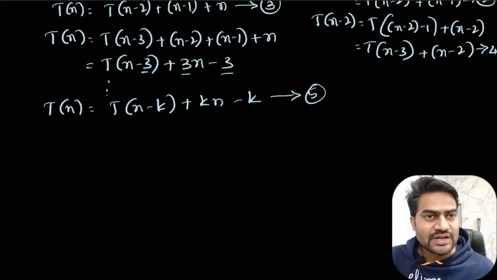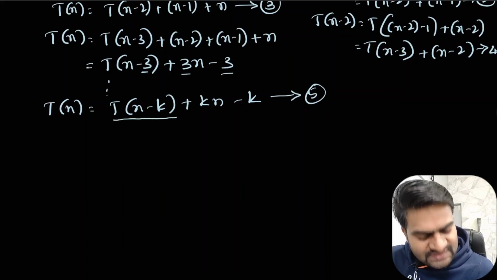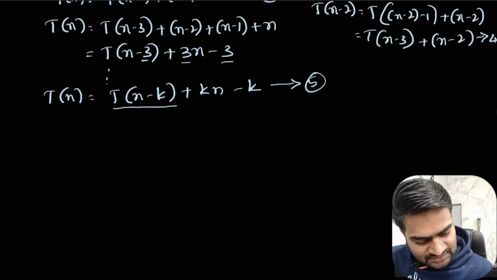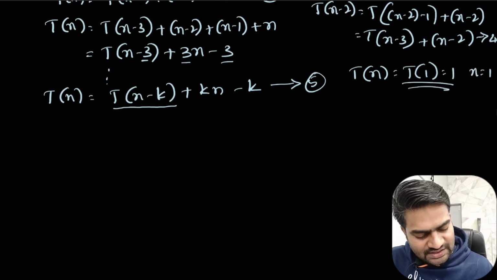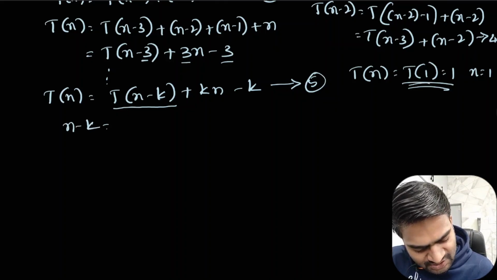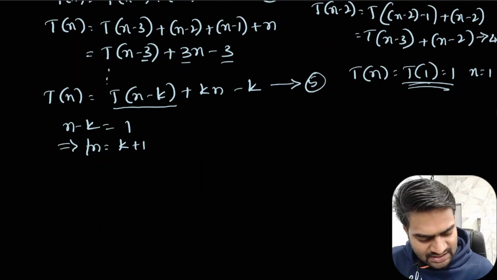Now our main motto is to remove this T of something. So for that, what we know is the base condition, where T(n) = T(1) = 1 when n = 1. So this one we know. So we will try to reduce this T(n-k) to T(1). If that is the case, then our n minus k should be 1, correct? So then our n will be k plus 1. So we can use this.